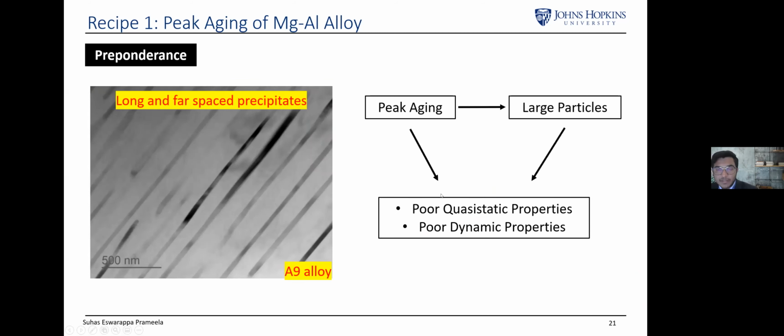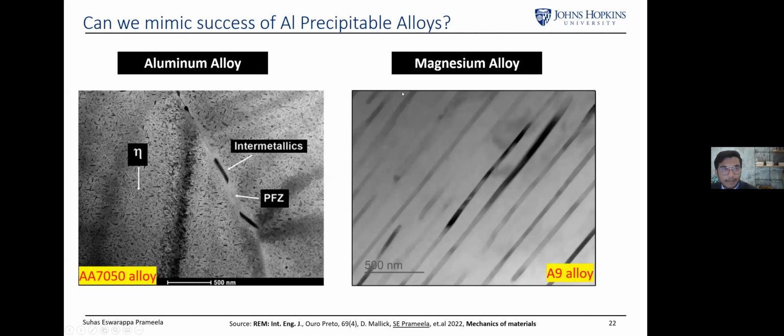So far we are getting some of these long elongated particles. And in terms of precipitation, it gives you poor quasi-static properties, poor dynamic properties. So in some sense, this precipitation fails. So we need to think about something else that can make this precipitation a success. One thing to note here is there was no deformation given during the processing. There was just heating. And you'll soon realize why that's a very important distinction.